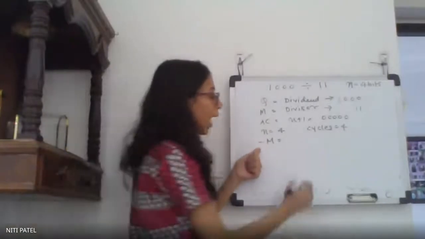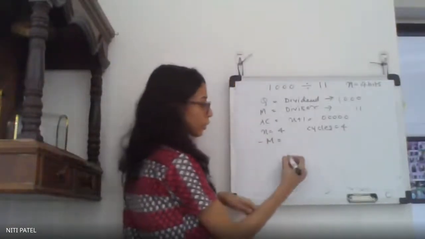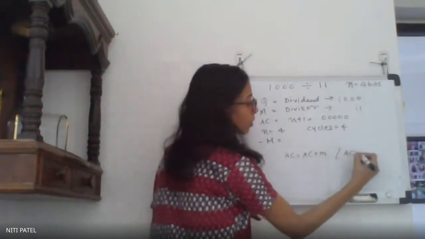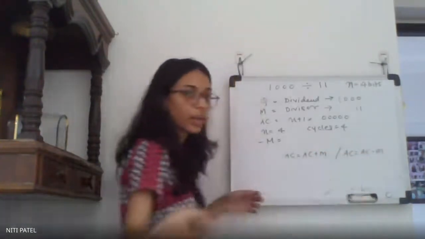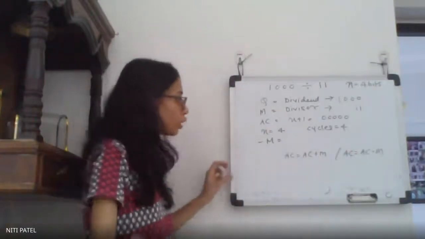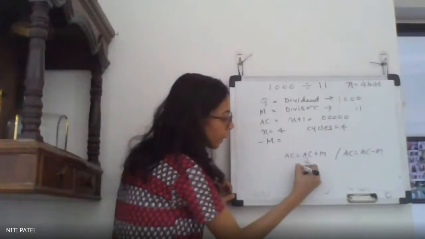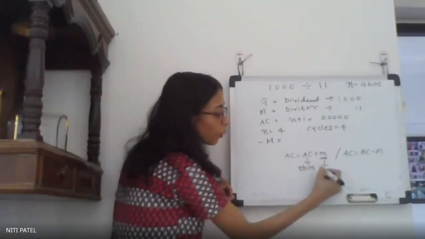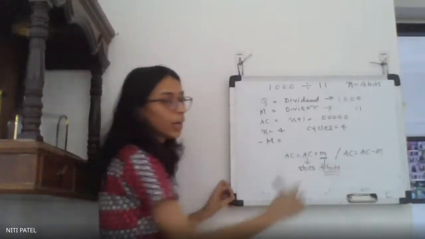Now, what am I doing? I am doing two operations: AC equals AC plus M, and AC equals AC minus M. Correct? I am doing only these two operations in my algorithm. So AC is how many bits? 5 bits. So to perform an operation with M, my M should be of how many bits? M also should be 5 bits.